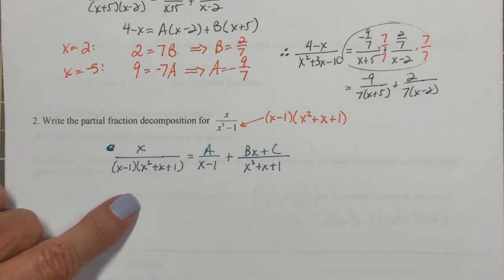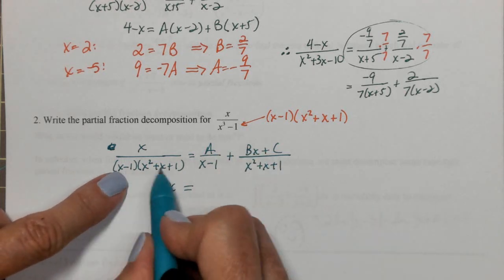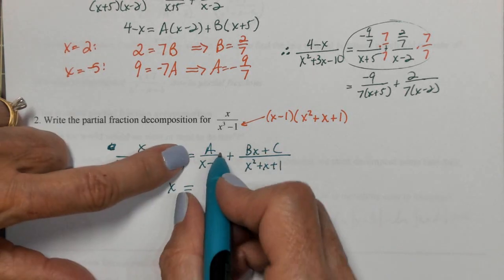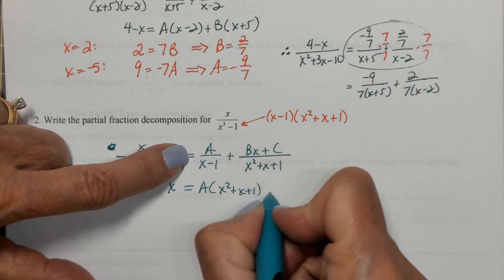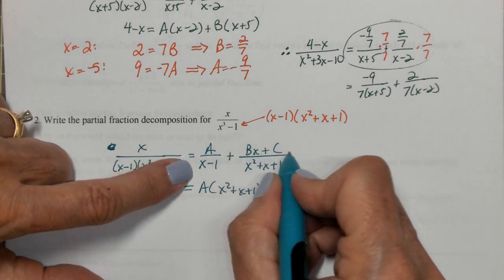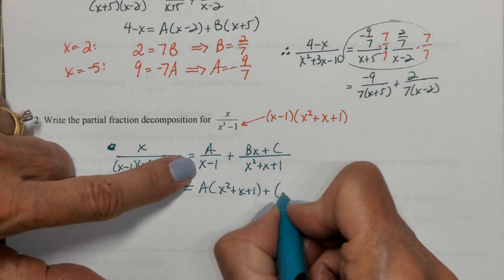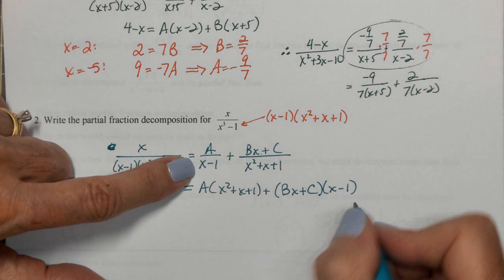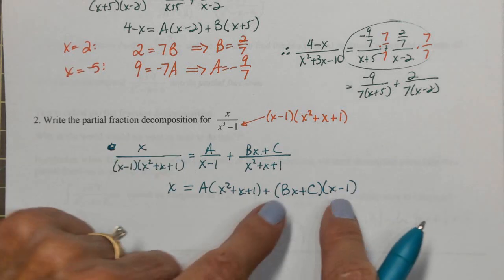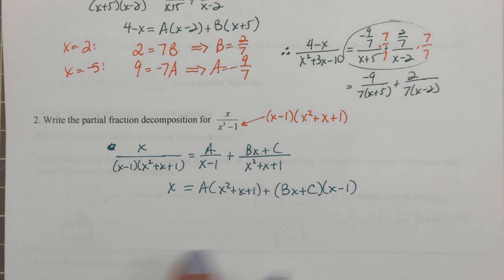Alrighty, multiply both sides by the common denominator. On the left, I'm just going to have the x, because the common denominator is that. On the right, A is going to be multiplied by the x squared plus x plus 1, and this Bx plus C is going to be multiplied by this. True? So either way, you can split up the Bx and the C, or you can just leave it like this. Either way is fine, okay? You could have said Bx times x minus 1 plus C times x minus 1. If you prefer that, go ahead and do it.